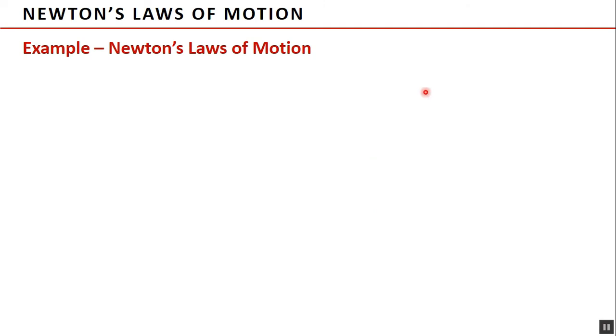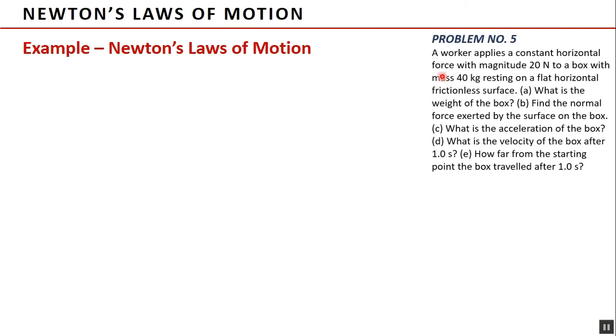Congratulations for answering exercise number 2. Let us give another example. Problem number 5. A worker applies a constant horizontal force with magnitude 20 newtons to a box, with mass 40 kilograms resting on a flat horizontal frictionless surface.